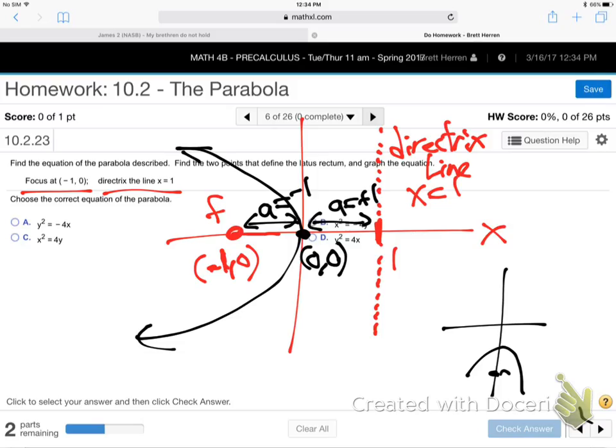The focus point would be here, and the directrix line would be back there some way, the same distance on the other side. Does that make sense? The directrix line is always behind the parabola, directing it. The focus point is inside the parabola. Everything's focused on it.